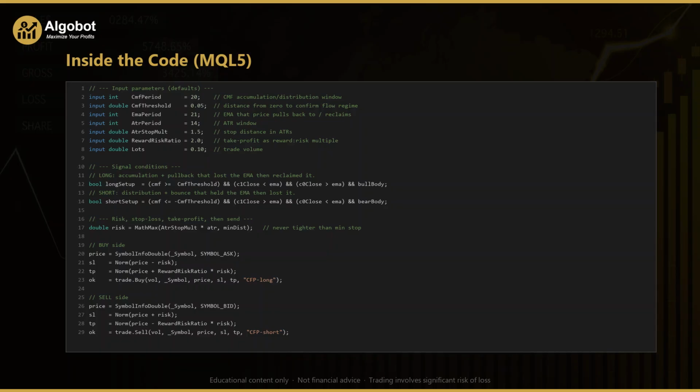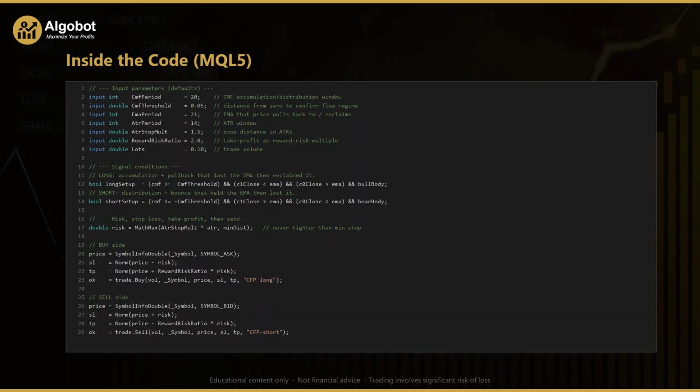The long setup is true when the money flow reading is at or above the positive threshold, and the prior bar's close, C1, is below the moving average, and the just closed bar's close, C0, is back above the moving average, and that bar has a bullish body. The short setup is the exact mirror. The money flow reading at or below the negative threshold, the prior bar above the moving average, the just closed bar back below it, and a bearish body.